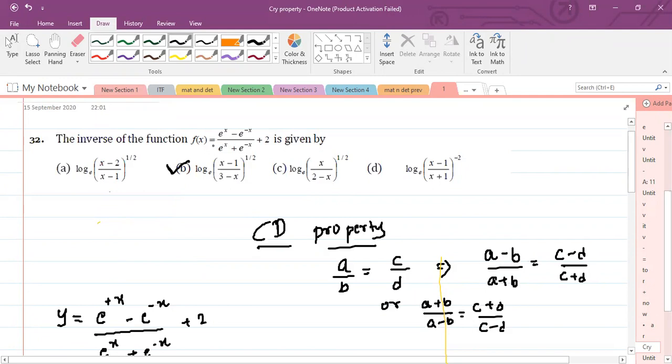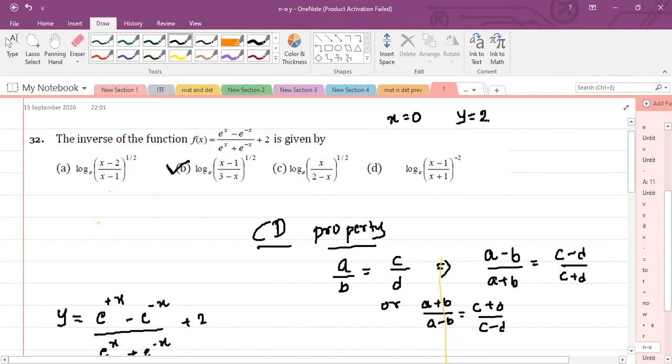Give some input here. For f of x, I will give x is equal to 0. If I give x is equal to 0, then it is e raised to 0 minus e raised to 0. So therefore it will be 0, and the denominator will be 2. 0 divided by 2 will be 0. Plus 2 will give you 2 only. Therefore, if you give input x as 0, y will be 2.